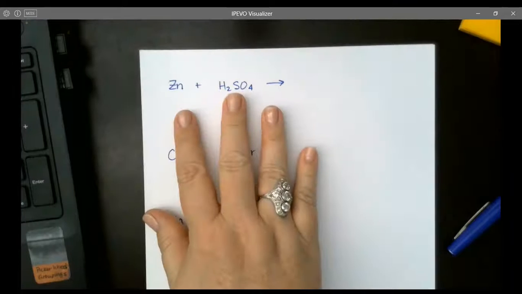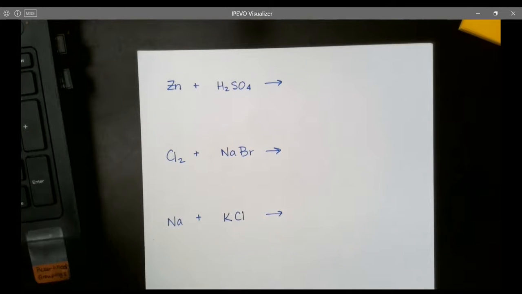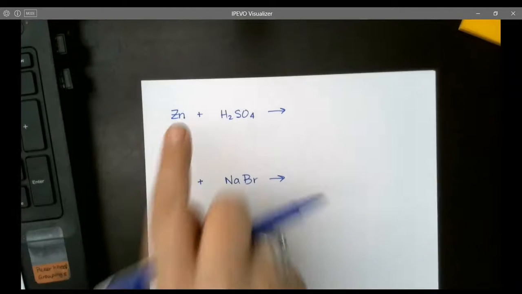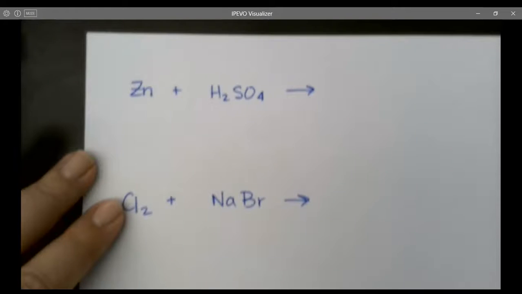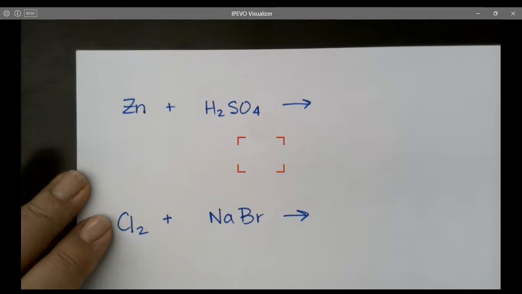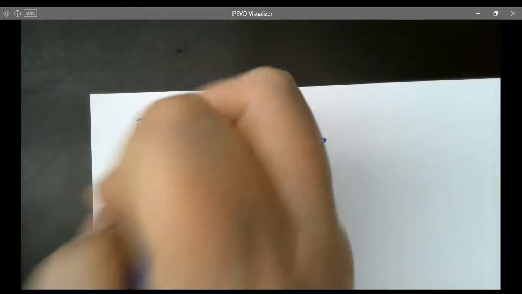So whenever we do this, I always say immediately pick up your periodic table of elements and flip over to your periodic table of ions, okay? And look up these elements. We're going to work with zinc. So look up zinc, and when you do, you find that zinc is a +2. So we're going to put that charge over top of zinc.